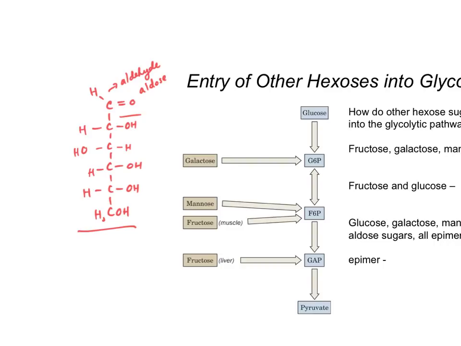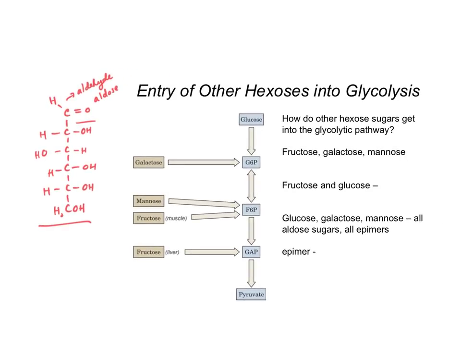There is another form of sugars, though, and they're called ketoses. So what do you think ketoses have? A ketone, right? So they have a ketone group instead. There are going to be 3 different sugars that we talk about comparatively to glucose: fructose, galactose, and mannose. We're going to talk about how they get into glycolysis if we don't actually have glucose around.